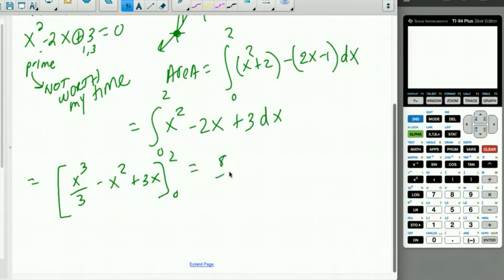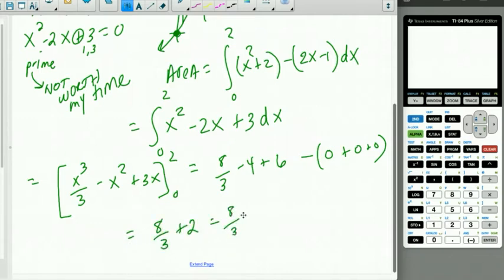Right, so that's 8/3 minus 4 plus 6. And then minus a bunch of zeros because when I plug in 0 to all of these, they all come out to be 0. So I'm going to get 8/3 plus 2, which is 8/3 plus 6/3, or 14/3. And we can check that on a calculator.